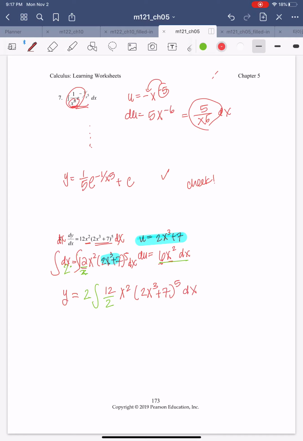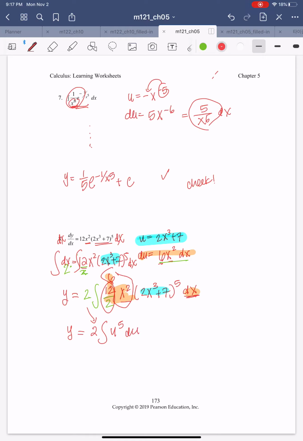And take a look at this. This now turns to 6. So you have 2 in front, 6x squared dx, that's going to be your du. This whole thing now changes to du. This part here changes to u. So I have u to the 5th power du.